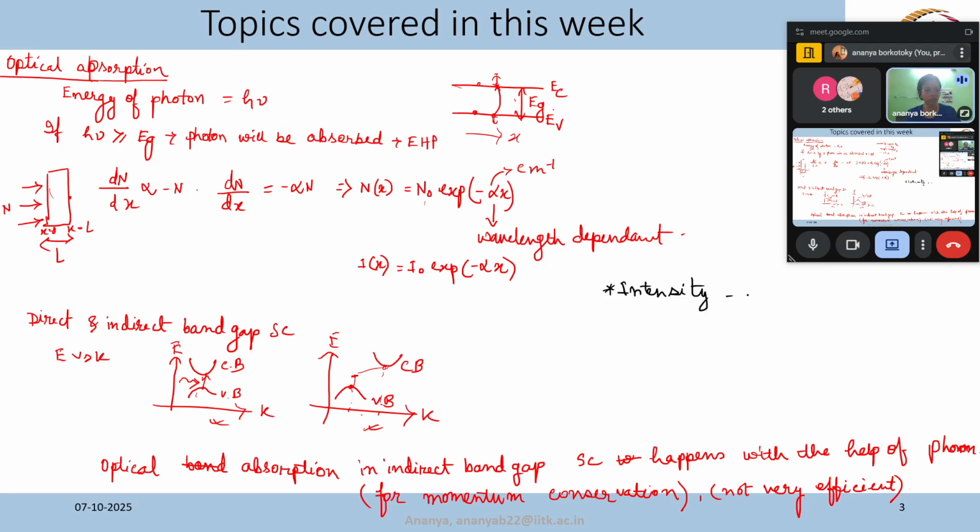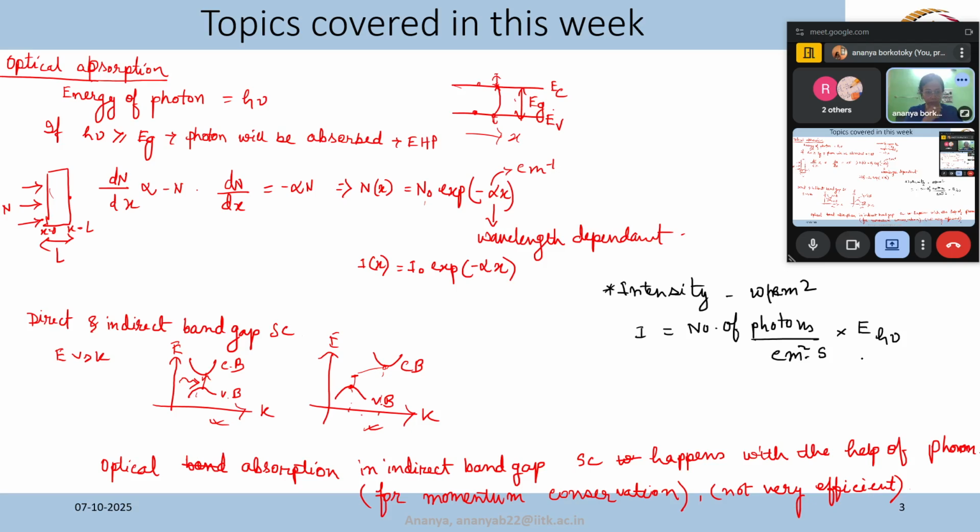What is the unit of it? Intensity is watt per centimeter square. Okay, with the defined with centimeter. Power is watt, intensity is watt per centimeter square. So what is intensity? I is equal to number of photons per centimeter square per second multiplied by energy of the photon.